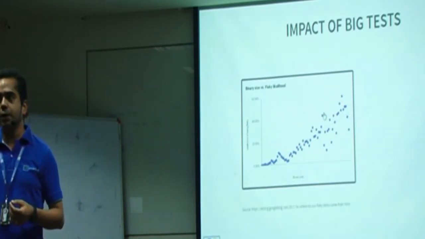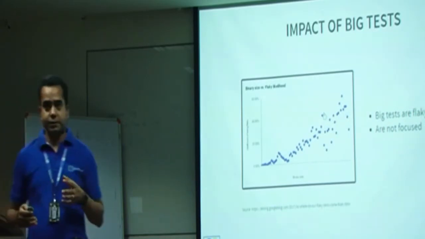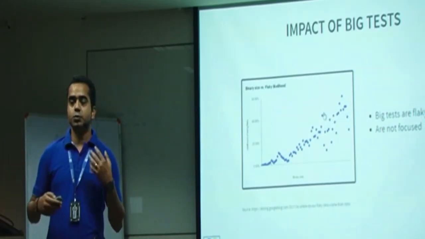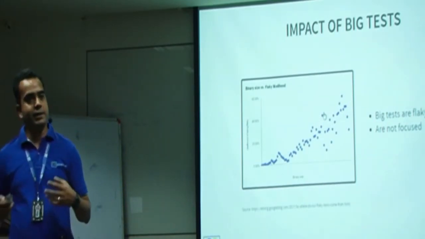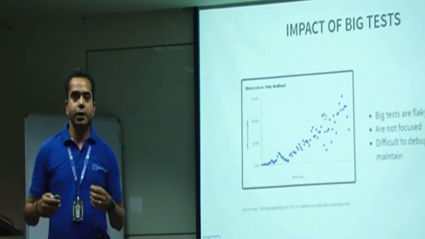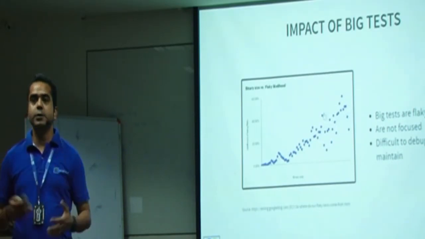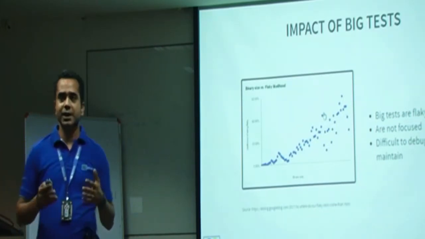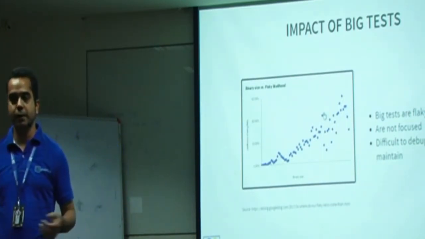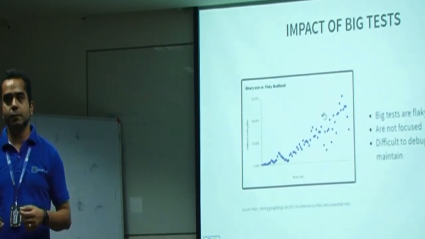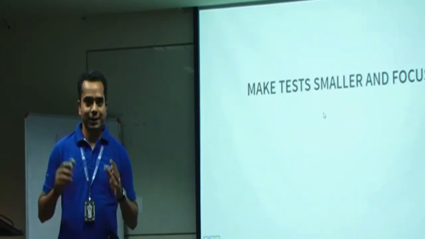If you think about it, bigger test cases are flaky because they are very complex. They are not focused. They are trying to do too many things. And because they are trying to do too many things and they are complex, they are difficult to debug and maintain. There are too many variables involved in each automation script, and that's not what we want because we are trying to make small big, right? So how do we solve this problem? We solve this problem by making our automation scripts small.